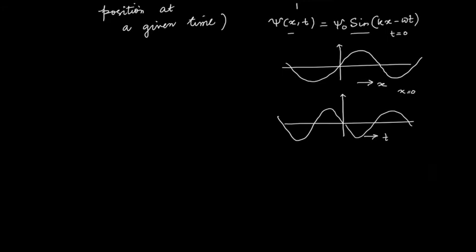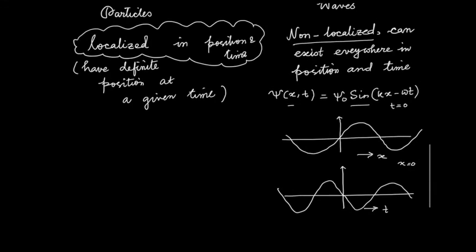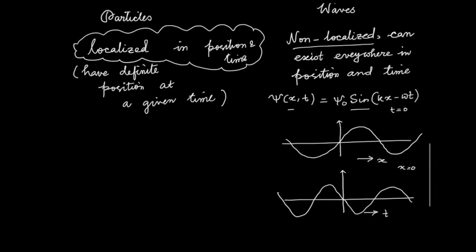Here we have talked about one particular example which exists everywhere in space and time. We can have other examples also, which maybe exist somewhere in space but at all time, or somewhere in time and all space, and it can have more existence at some points, less existence at other points, etc. Those examples we will see later, but at least it can exist everywhere in position and time. So that is a wave. That's the basic difference between the concept of wave and the concept of particle.